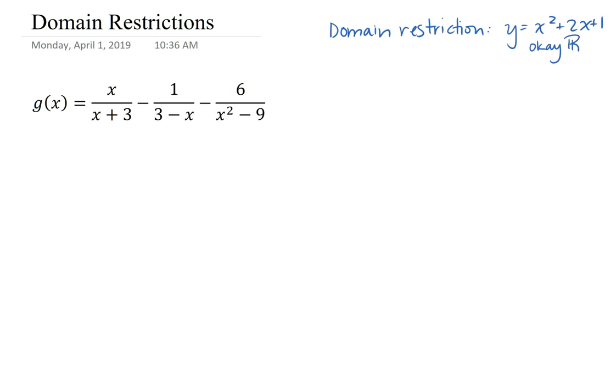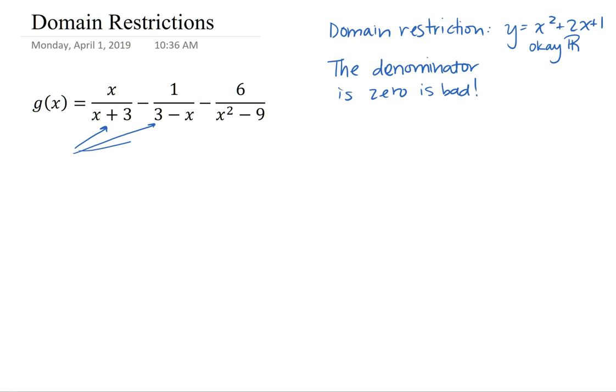When we are testing domain restrictions, what we're looking for is the denominator to not be 0. When the denominator is 0, we get division by 0, and division by 0 doesn't occur. What I look for then is what values in this denominator are going to make the denominator 0. What I can do is determine that by setting each of the denominators equal to 0 and solving.